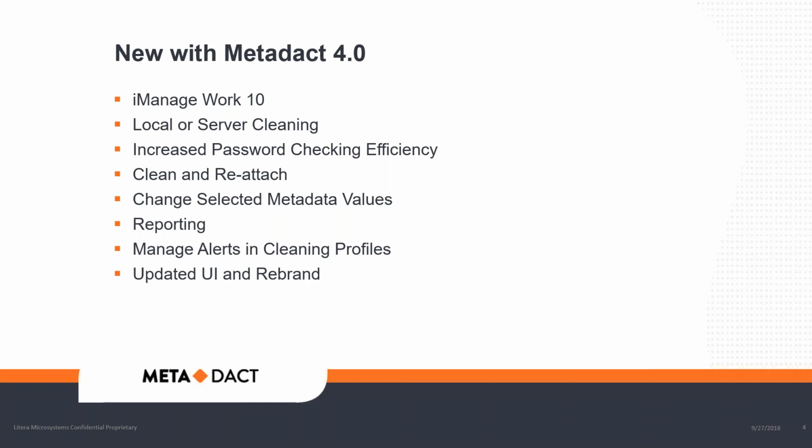One of the other features as well is having the ability to actually change selected metadata values. Whether that's the comment name or the author within the document, you're able to edit that name and make it specific to what your needs are. We also have improved reporting functionality right within the Outlook ribbon, being able to manage alerts in your cleaning profiles to prompt users for items such as track changes or comments, and even an updated UI and rebranding with the merger that we had at the beginning of the year.